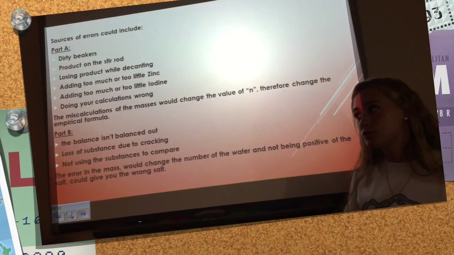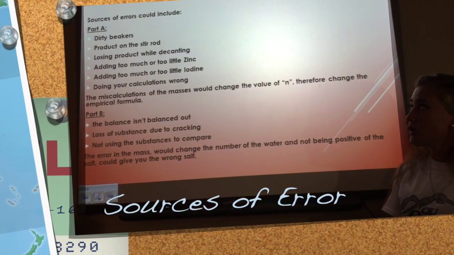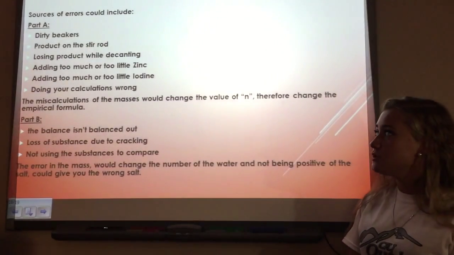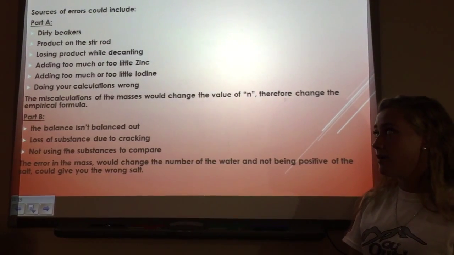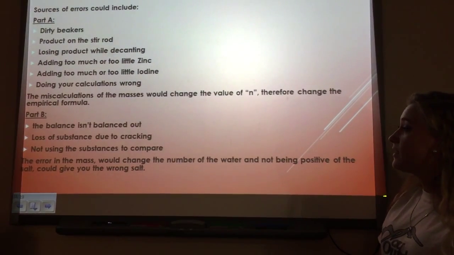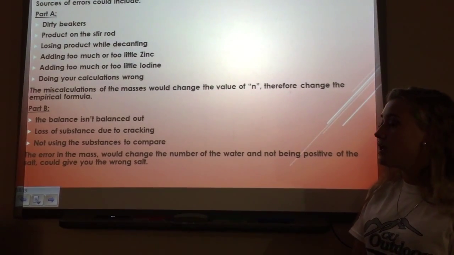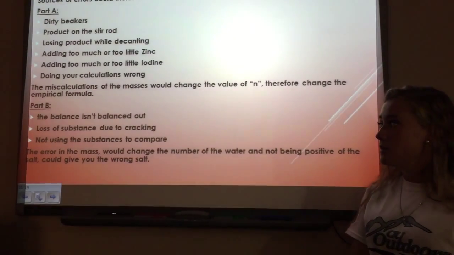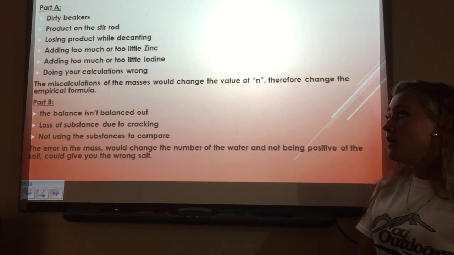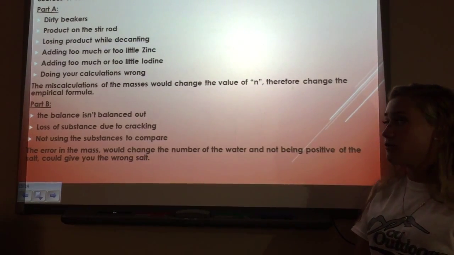In conclusion, some of our sources of error could include, for Part A, dirty beakers, a product on the stir rod, losing product while decanting, adding too much or too little zinc, adding too much or too little iodine, or doing our calculations wrong. The miscalculations of the masses would change the value of our N, therefore changing the empirical formula. For Part B, some sources of errors would include the balance not being properly balanced out, a loss of substance due to cracking, not using the substances to compare. The error in the mass would change the number of the water, and not being positive of the salt could give you the wrong salt.